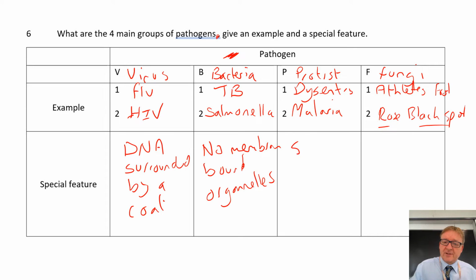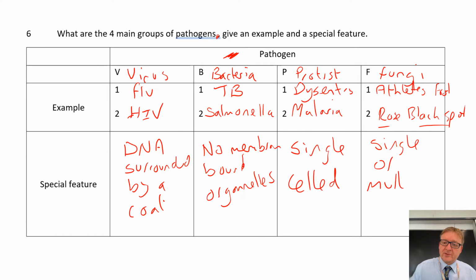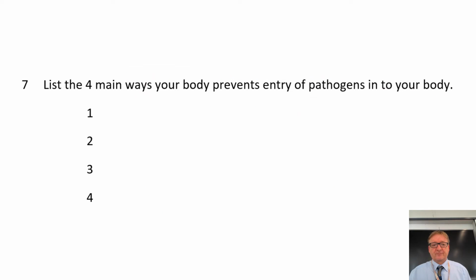P, protist, is they are single-celled. So what they are is just one individual cell. Fungi can be single or multi-cells, right? So some fungi can be incredibly small, some fungi can be absolutely massive, and it just depends on which one we're talking about.